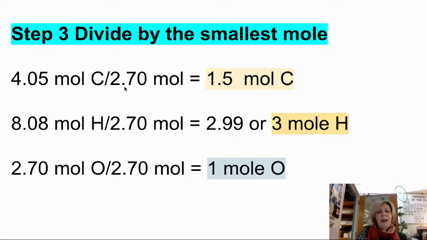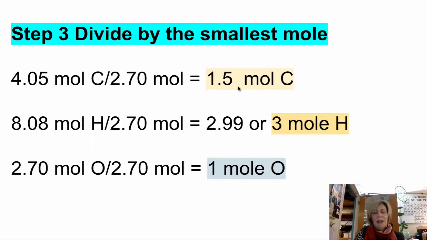So everybody gets divided by 2.70 moles. So I'm going to take the moles of carbon divided by 2.7, the moles of hydrogen divided by 2.7, and the moles of oxygen divided by 2.7. So I get 1 mole of oxygen. I get 2.99, and I'm allowed to round that to 3, but I get 1.5 moles of carbon.